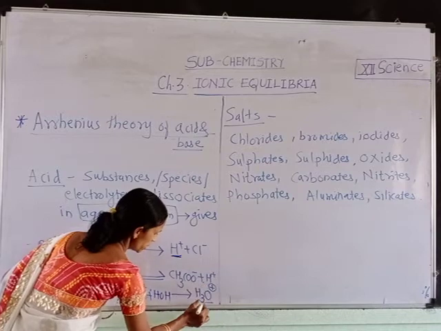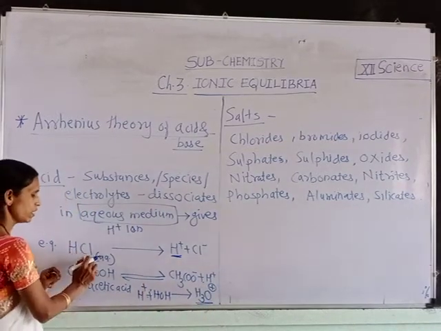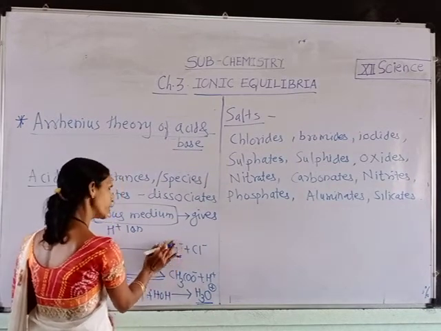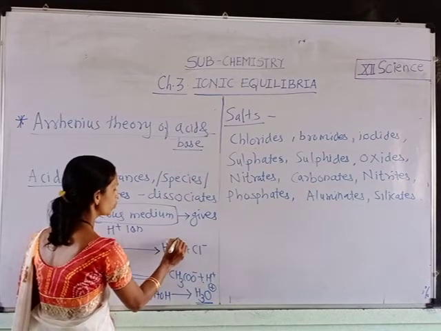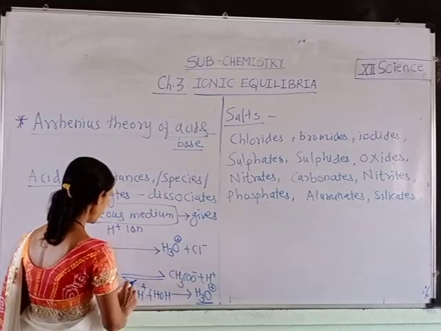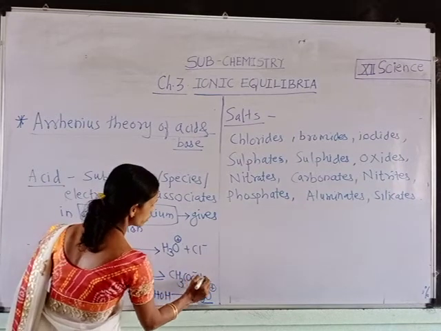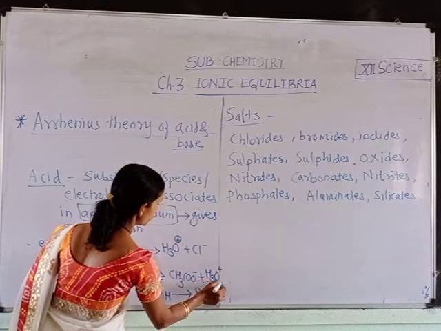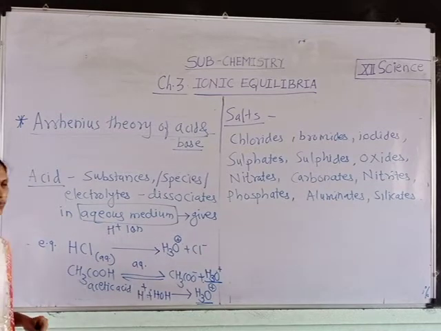H3O plus is nothing but a hydronium ion. That means HCl in aqueous medium gives H plus, and that H plus reacts with water to give the hydronium ion. Similarly, acetic acid dissociates in aqueous medium and gives H plus ion, that is H3O plus ion, the hydronium ion. These substances are called acids.